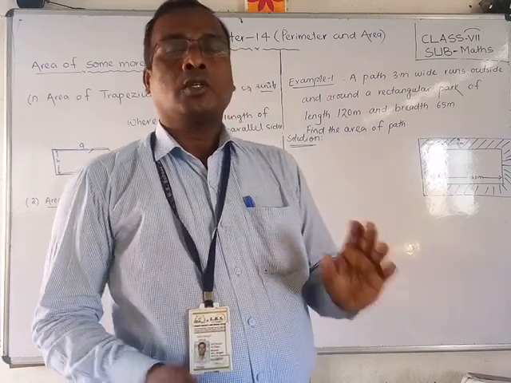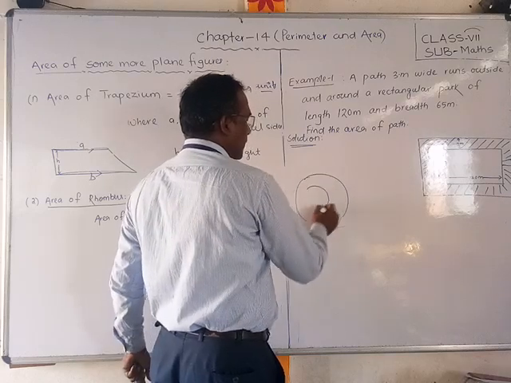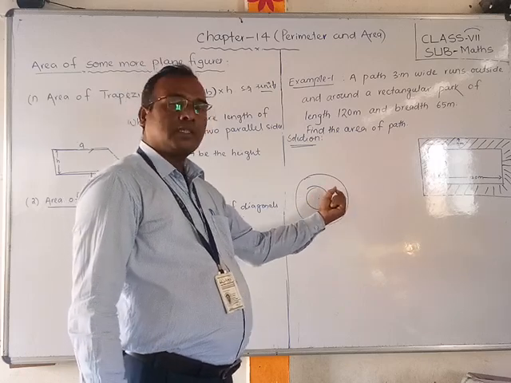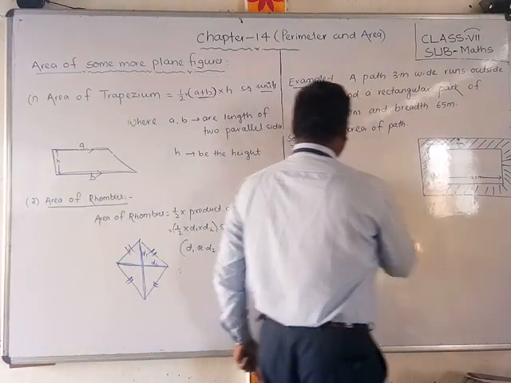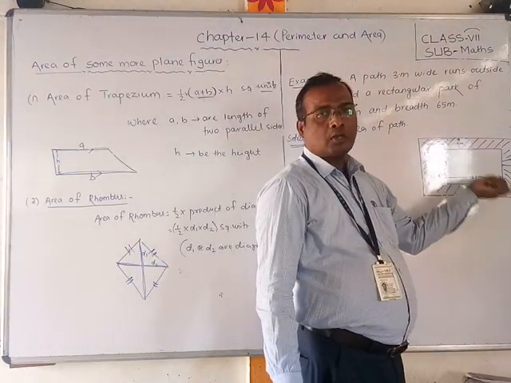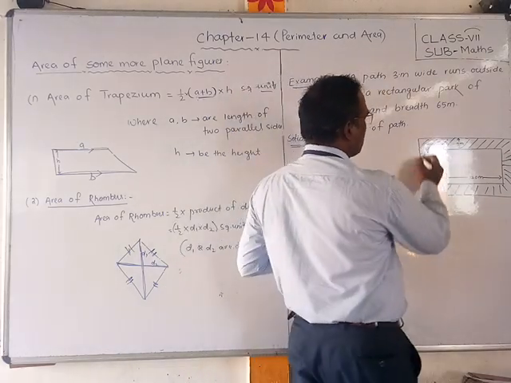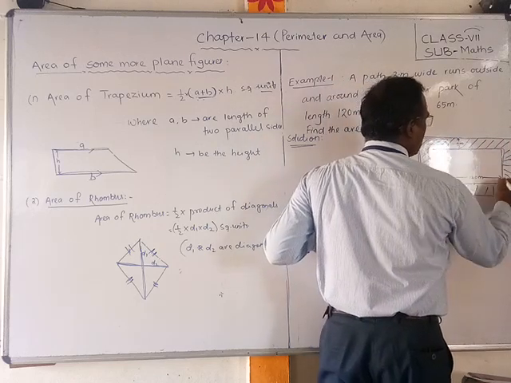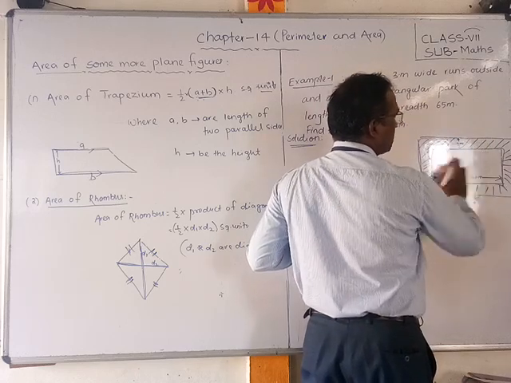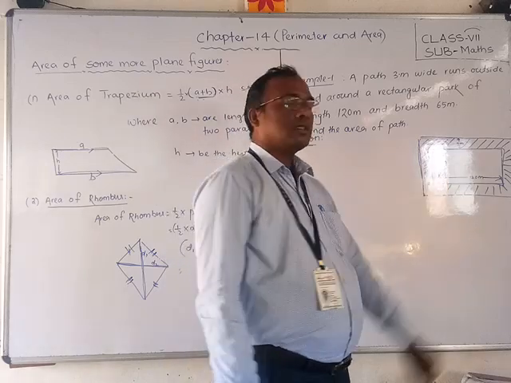So how do you find it? Remember, we studied rings, which are like two circles: the outer circle area minus the inner circle area gives the area of the ring. Same here, the path area is the outer rectangle area minus the inner rectangle area. Two rectangles are forming, one outside along the boundary line and one inside. If the inner plain rectangle is removed, what remains is the area of the path.